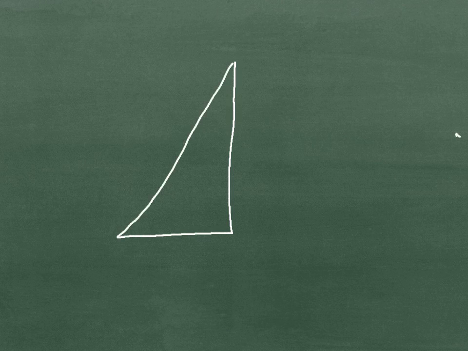So what we end up with is what you used to call a 30, 60, 90 triangle. So 30-degree angle, right angle, 60-degree angle. We said this was 2x. We said this is x.